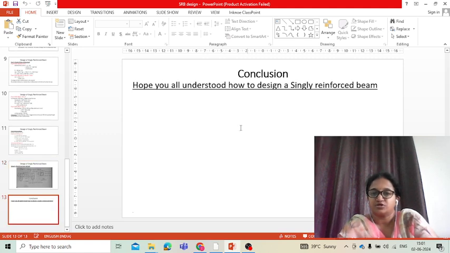So hope you all understood this design of a singly reinforced beam with the 9 steps. Thank you.